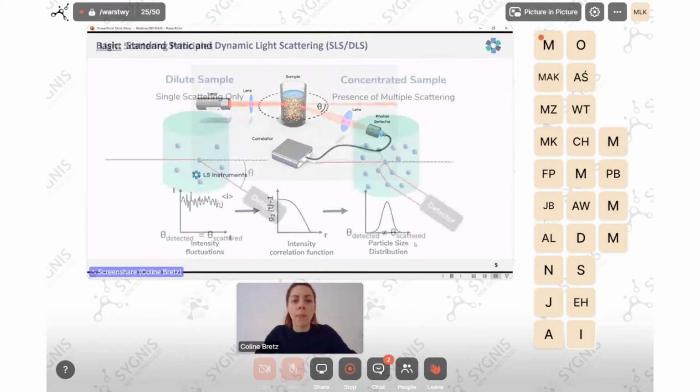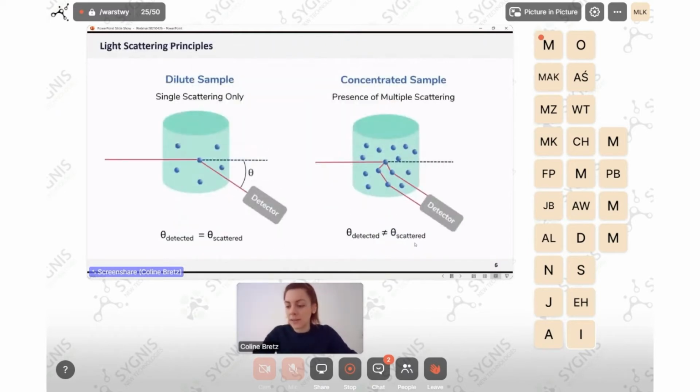Now, what I've said for DLS is valid only if we look at single scattering, which is what happens when we measure a dilute sample. So in this case of a dilute sample, we have particles that are sufficiently apart from each other that every photon coming into the sample is scattered only by one particle.